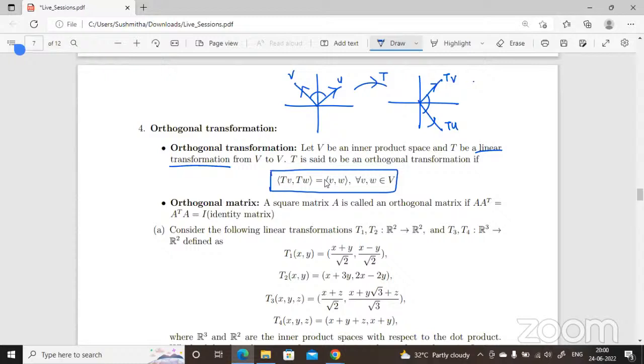And the matrix corresponding to an orthogonal transformation will satisfy this: A transpose A is equal to the identity. Madam, can you give an example of A transpose A equal to I?